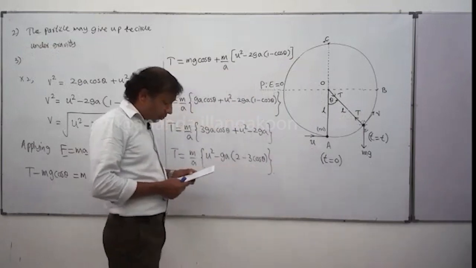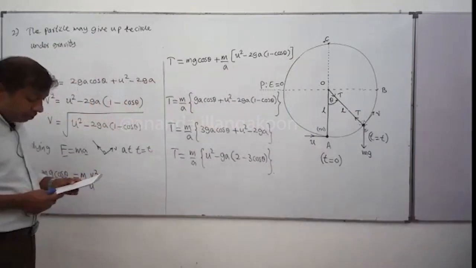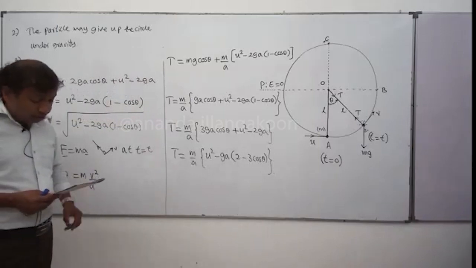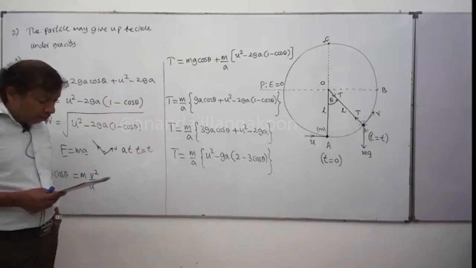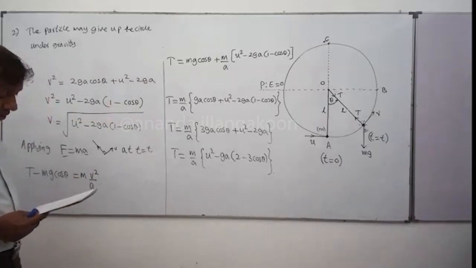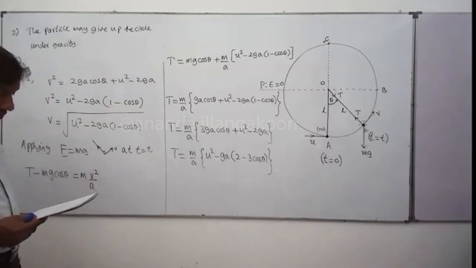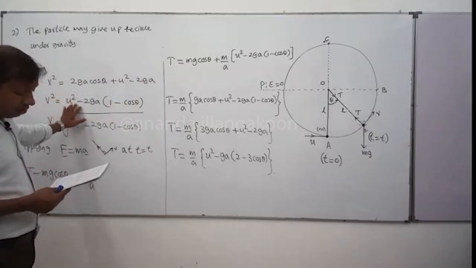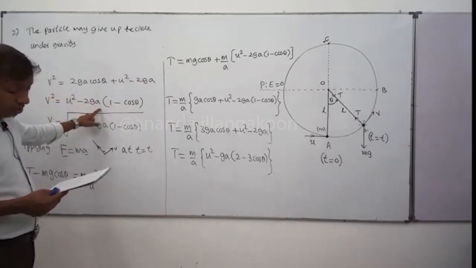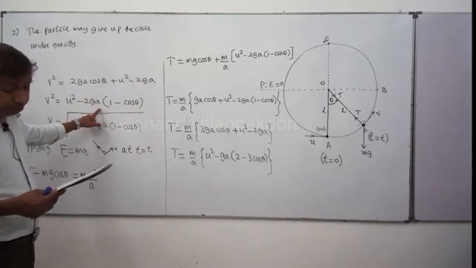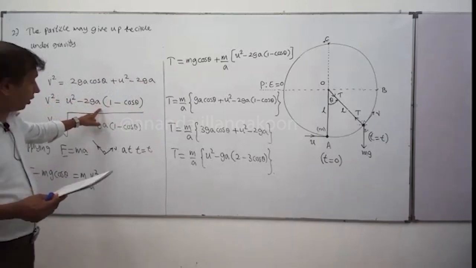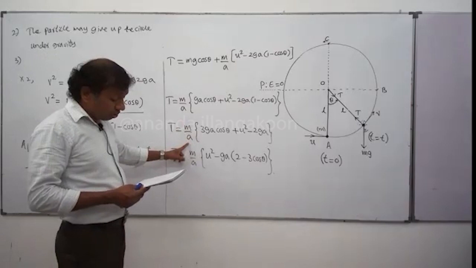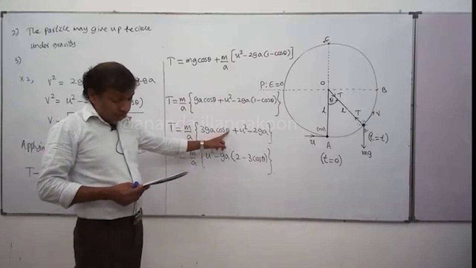At time t, the particle acquires a velocity v, and the string makes an angle theta with the downward vertical. Taking the level of O as the potential energy zero level, obtain v squared, and the tension T in the string. T equals m upon L times (3gl cos theta plus u squared minus 2gl).